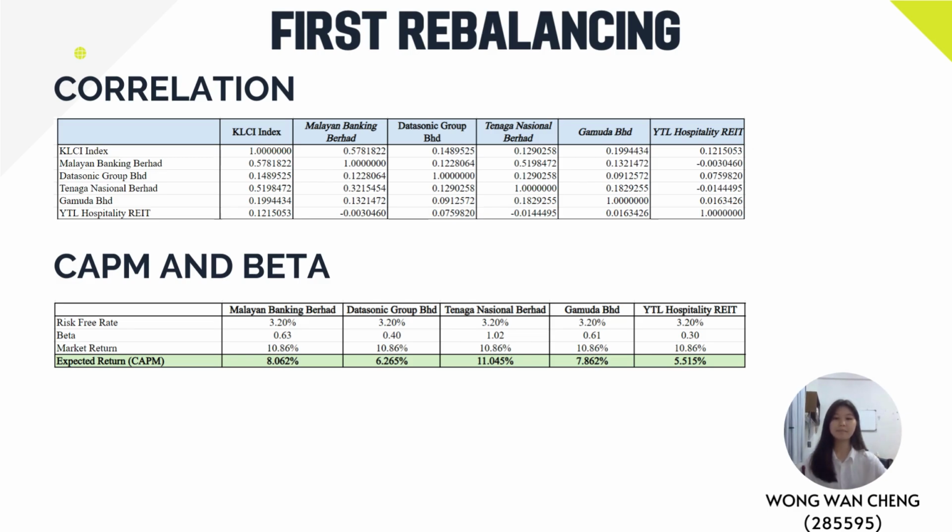For the CAPM and beta, TMB has the highest beta, which means its share price is more volatile than the market, and this is mainly due to the growth of data centers in Malaysia.